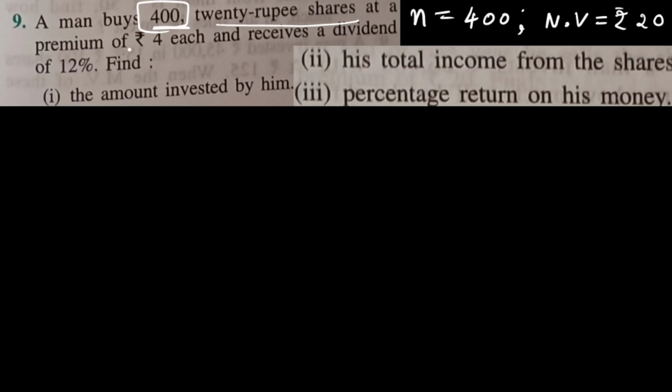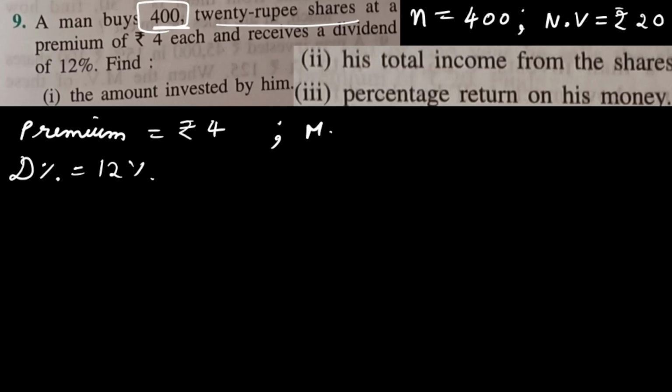20 rupees. At a premium. So the premium cost is also given to us, not in percent form but in rupees form. So at a premium of rupees 4, and receives a dividend. So the dividend percent is also given to us as 12%, right? First of all, whenever premium is given to us, we should immediately find the market value. Market value is equal to nominal value plus premium when premium is given. When discount is given, it is nominal value minus discount.